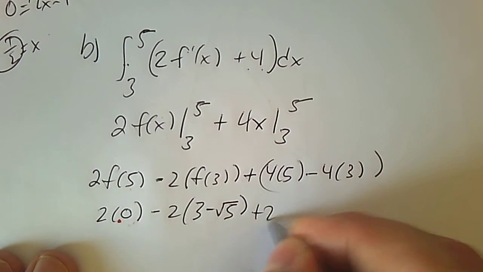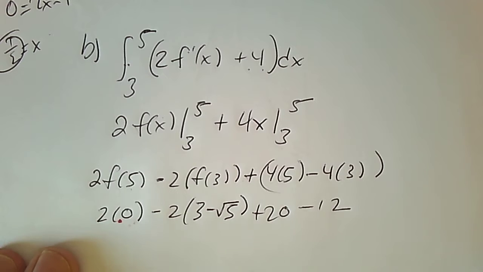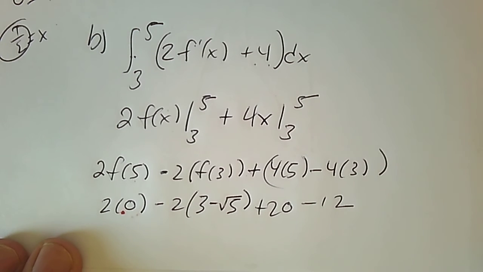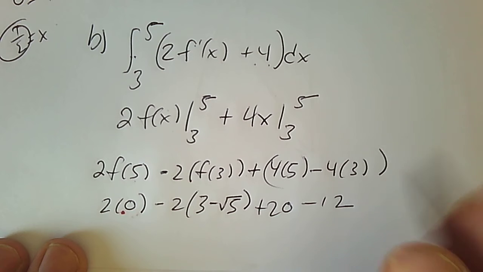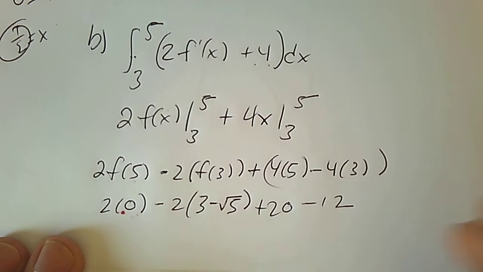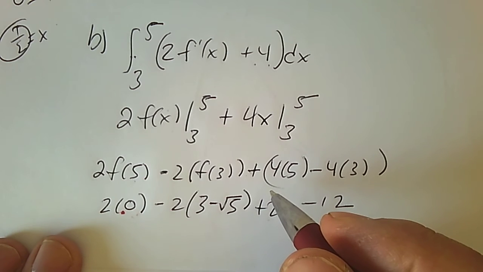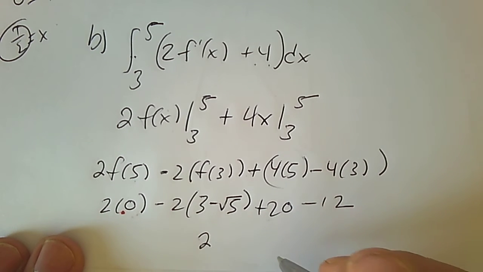4 times 5, I got that one. -4 times 3, I got that one. And that's a great answer right there. You've done all the work that you need to do. You don't need to simplify it further. For fun, you go 8 take away 6. That's 2. And then you would have minus root 5. But you don't need to do that.